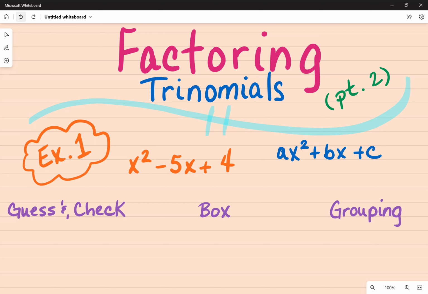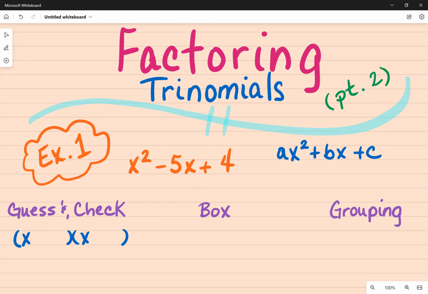My factored version of this quadratic equation or trinomial is going to be in the form of 2 binomials, which means I'm going to set up 2 sets of parentheses. For my guess and check, it is literally how it sounds. I'm guessing and I'm checking. So the first term, I'm trying to find factors that will multiply to give me x squared. So that's going to be x times x.